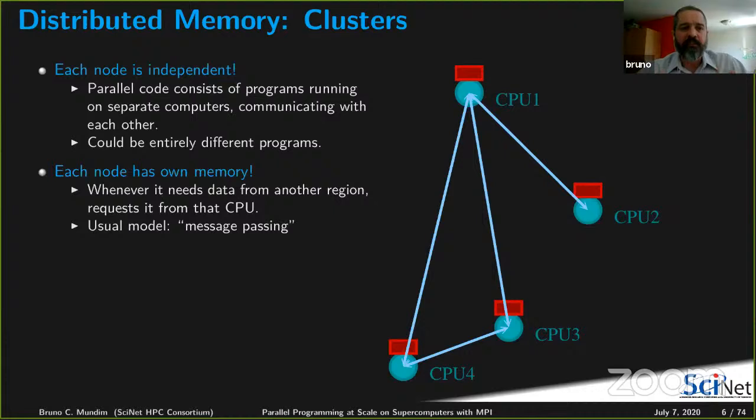What are the main features of this distributed machine? As you can infer, each node is independent. So each node will have its own CPUs and its own memory.